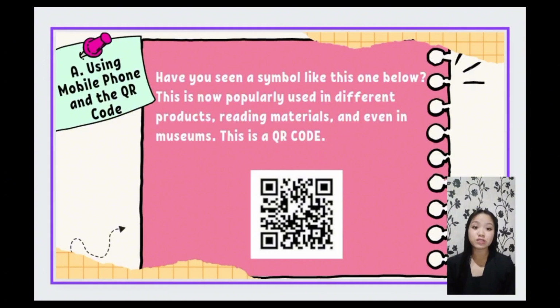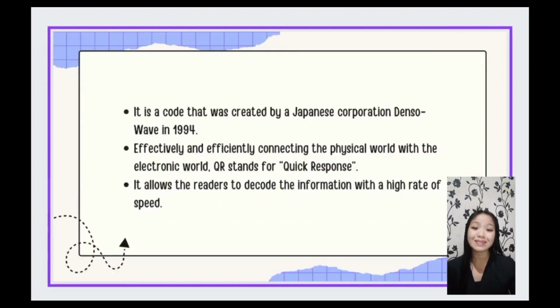So first is using mobile phone and the QR code. Have you seen a symbol like this one below? This is popularly used in different products, reading materials, and even in museums. So this is a QR code. I guess we are already familiar with this one because we had an activity of this, the making of QR codes. It is a code that was created by a Japanese corporation, Denso Wave, in 1994.